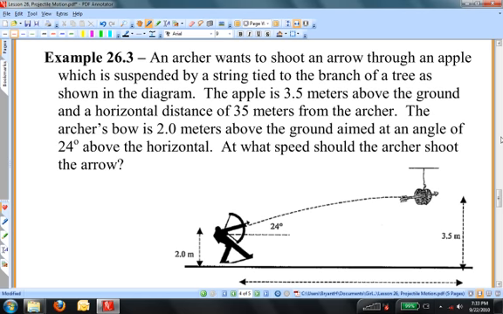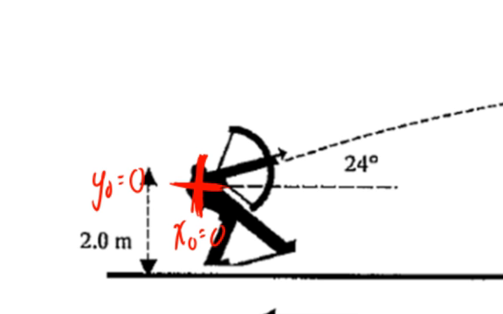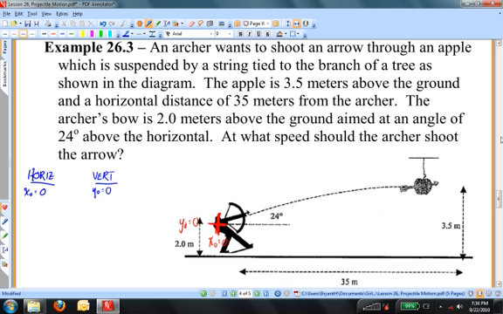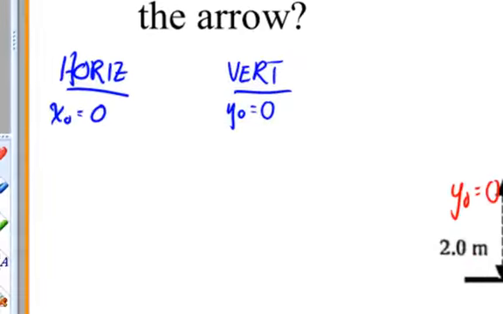Let's start by putting the origin of our coordinate system where the action begins. And we can then write things in terms of horizontal and vertical parts. Since the archer aims his arrow upward, I'm going to suggest that we call up the positive direction for the vertical. And since he's aiming the arrow to the right, let's call to the right positive for the horizontal. What that means is that vertically the acceleration is going to be negative 10 meters per second squared, and the position where the apple is, horizontally, is plus 35 meters.